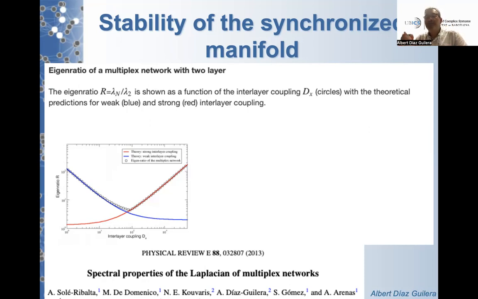And the stability of the synchronized manifold is related to what is called the eigenratio, which is the ratio between the second smallest eigenvalue, lambda 2, and the largest eigenvalue, lambda n. What we show in this paper is that there is a value in between, for the interlayer coupling, that optimizes the response of the system, in this case with regard to the stability of the synchronized manifold.